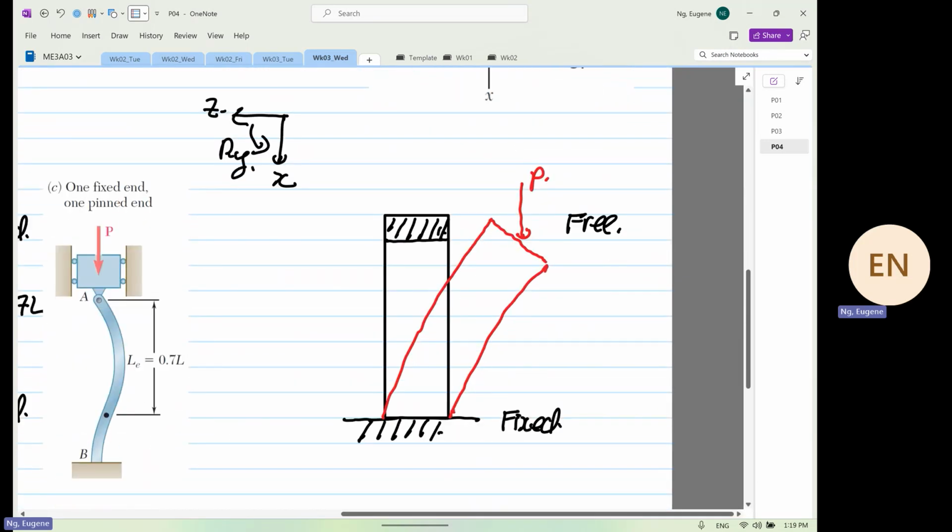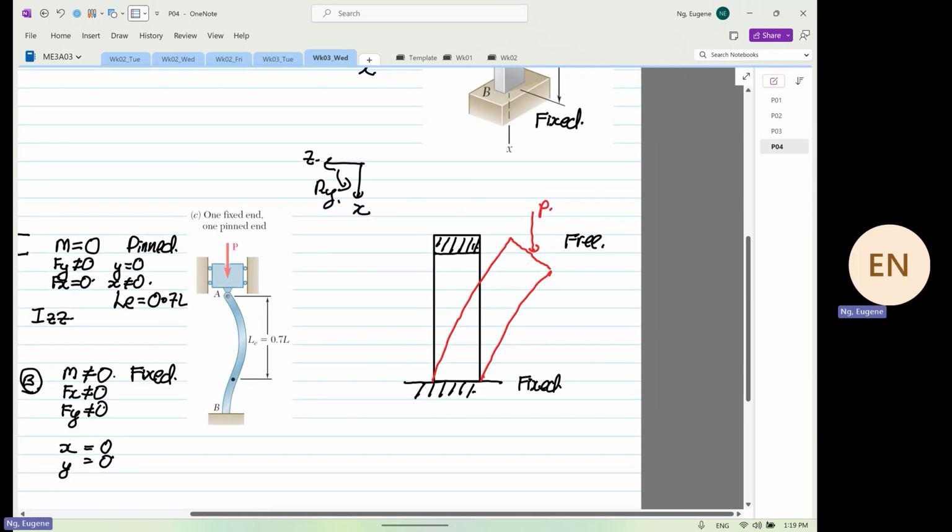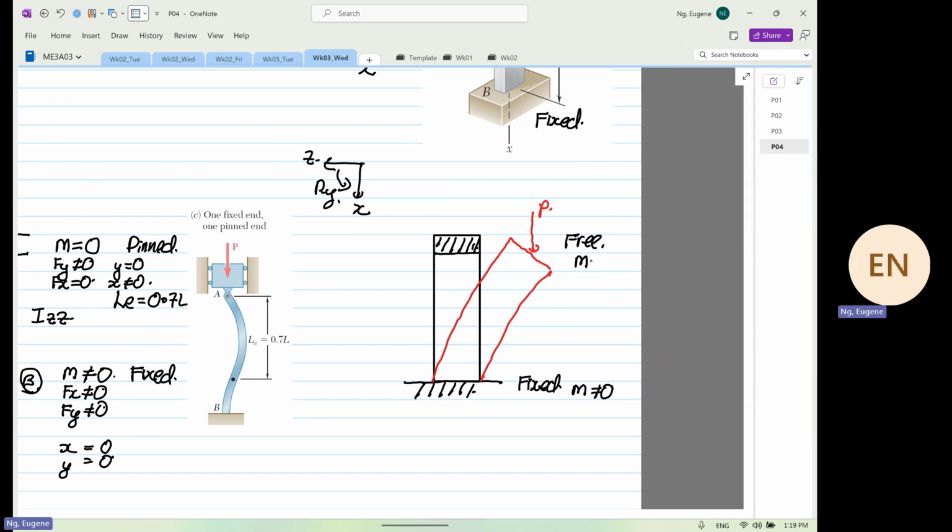So when that's the case, over here, we know that moment is not equal to 0. Up here, moment is equal to 0. Fx is equal to 0. Fz is equal to 0. That's why it's free. Over here, Fx is not equal to 0. Fz is not equal to 0.